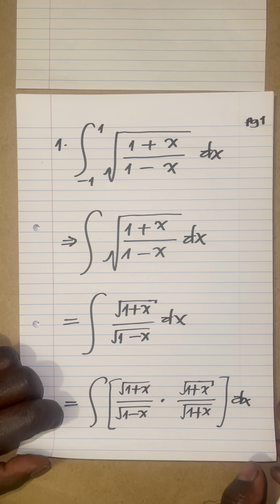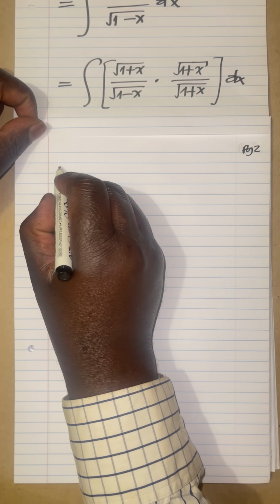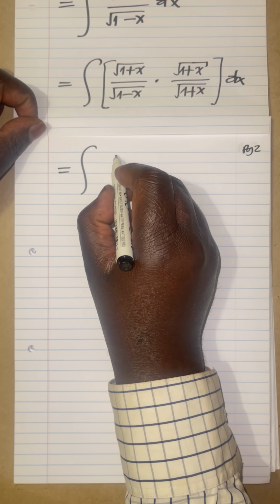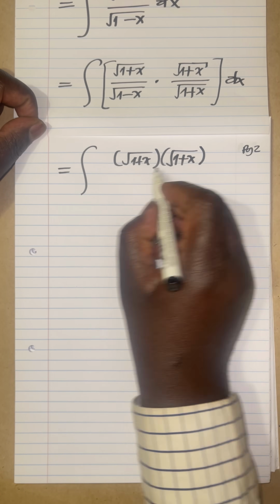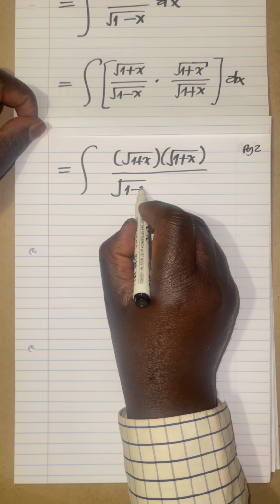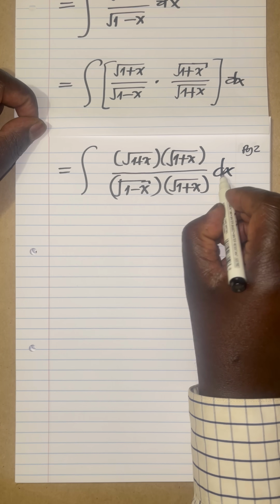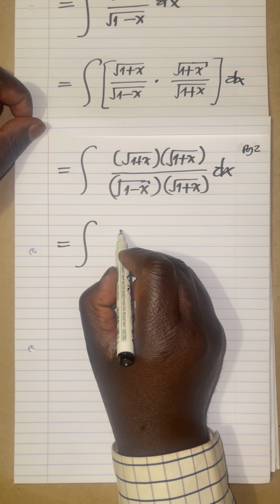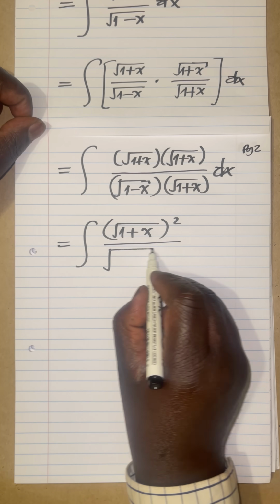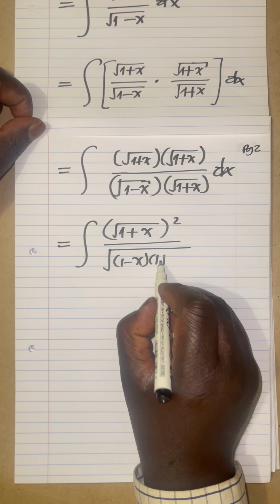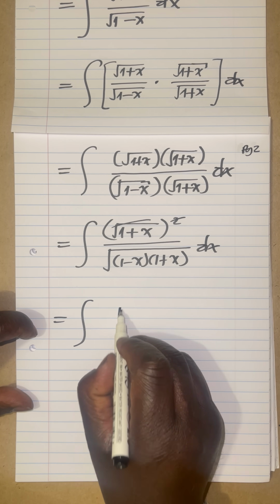Now, we combine the numerators and denominators, taking us to page 2. So that will be equal to the integral of, watch this, square root of 1 plus x times square root of 1 plus x, divided by square root of 1 minus x times square root of 1 plus x, dx. Now in the numerator, you'll agree with me that we just have the square root of 1 plus x all squared, all over, in the denominator, the square root of 1 minus x times 1 plus x, dx. In the numerator, this cancels that. You'll agree with me that what we have now is 1 plus x in the numerator.